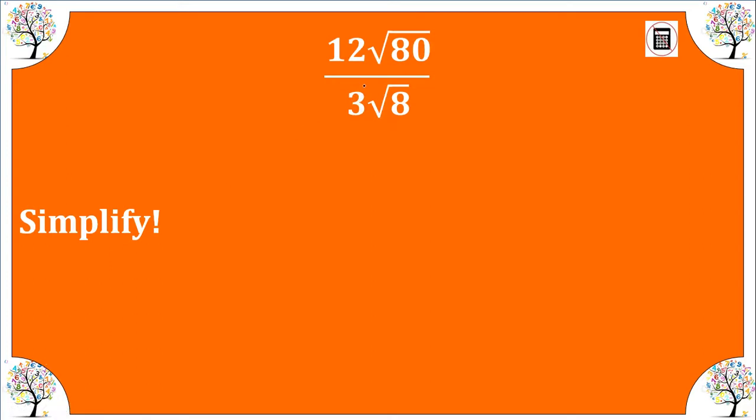Okay, here let's divide, because 8 can go into 80 and 3 can go into 12. So that gives us 4 radical 10. Then we ask ourselves if 10 can be simplified more, and it cannot, so you are done.